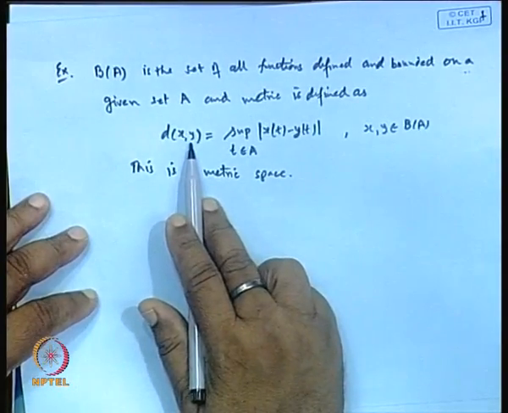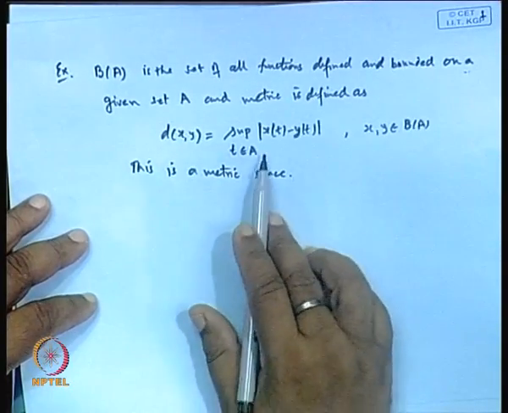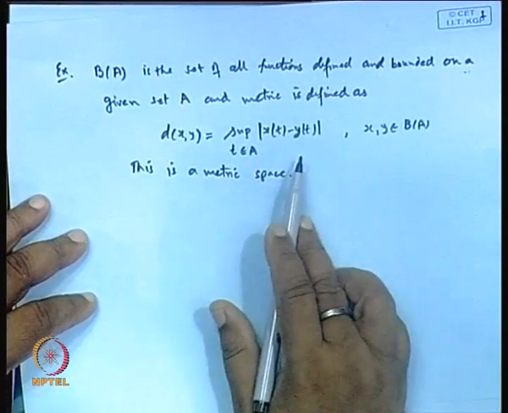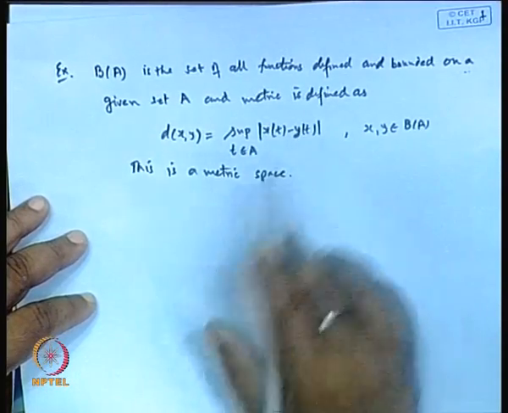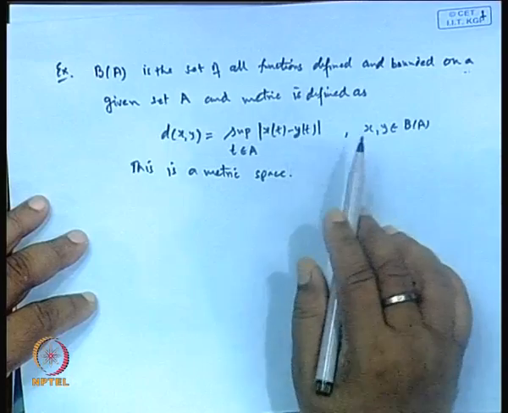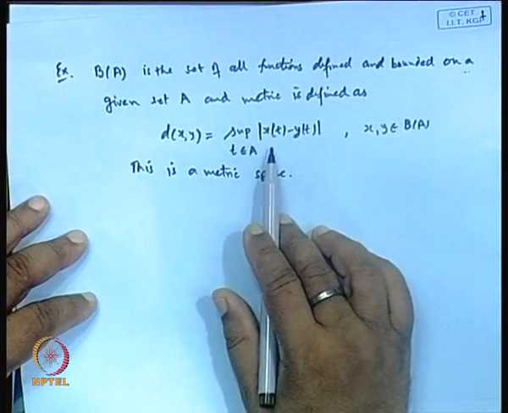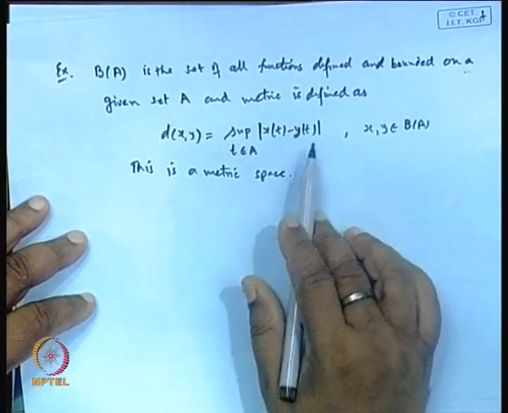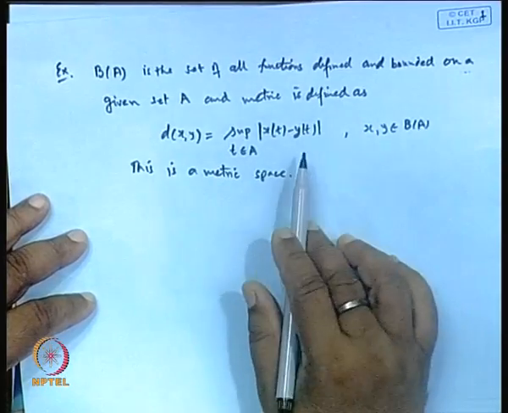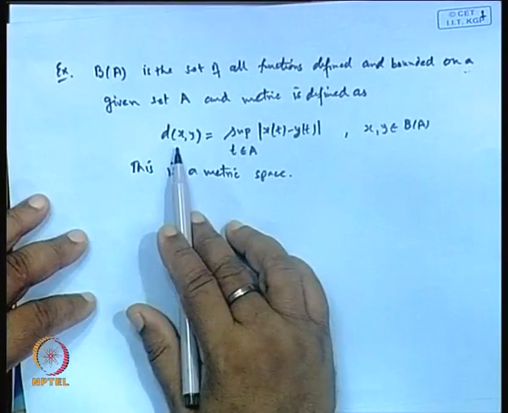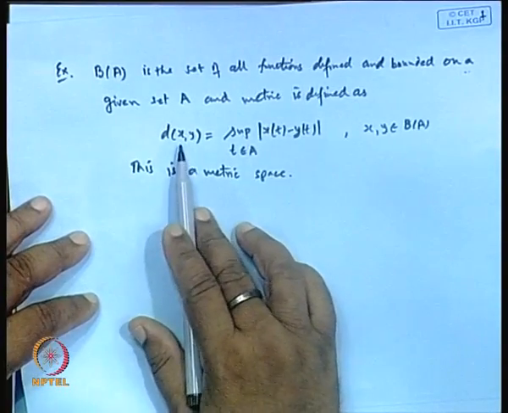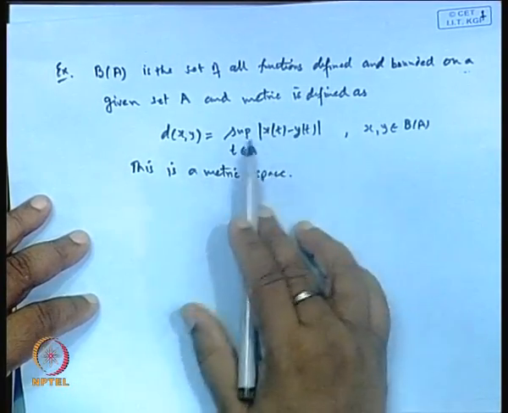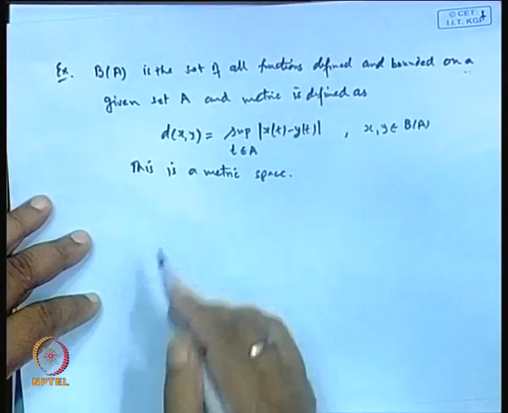Then d of x, y, if it is 0, then the supremum of this thing will be 0. It means for all t, x of t must be equal to y of t, and vice versa. If x of t equals y of t for all t, that is x equals y, then in that case the supremum will be 0 and d of x, y will be 0. Third, d of x, y is d of y, x is obviously true.